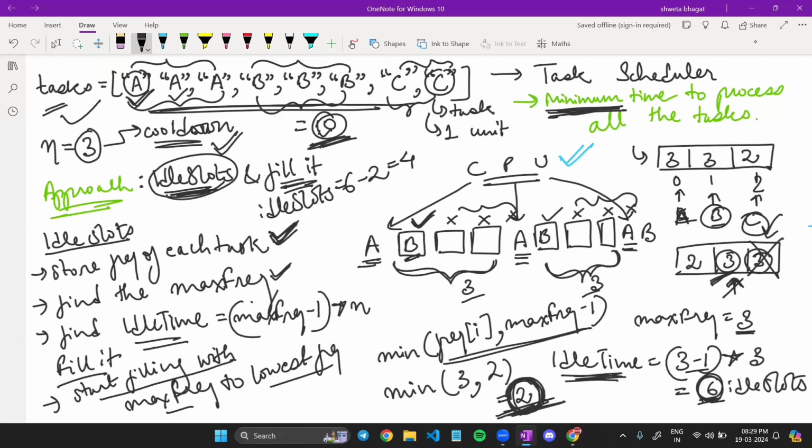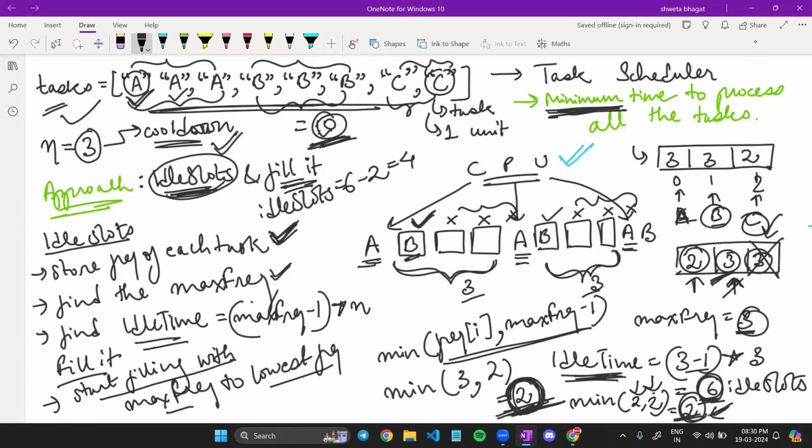Now what we will do? We will move here. Now we have 2. So we will find out the minimum of 2, 2. Now what is this 2? This 2 is the frequency of current element. And what is this 2? This 2 is max frequency minus 1. So what would be the minimum? The minimum would be 2. Now what does this 2 represent? This 2 represents that 2 slots have been consumed by C.